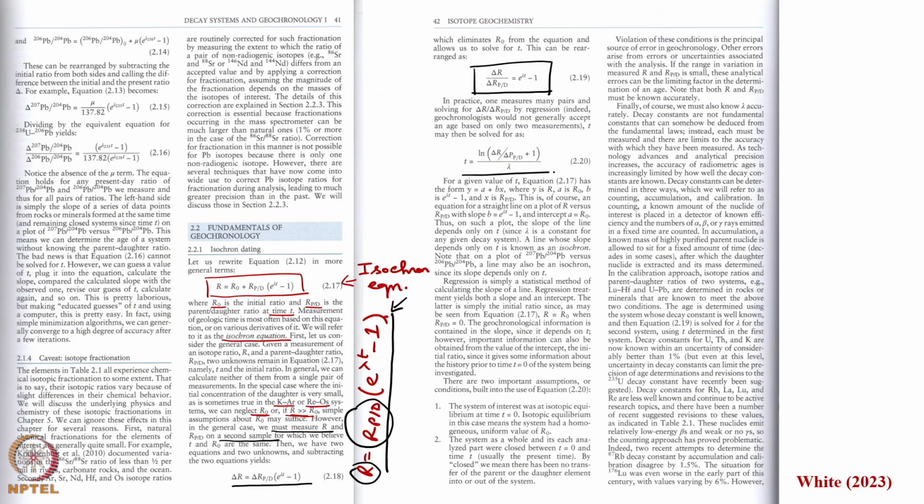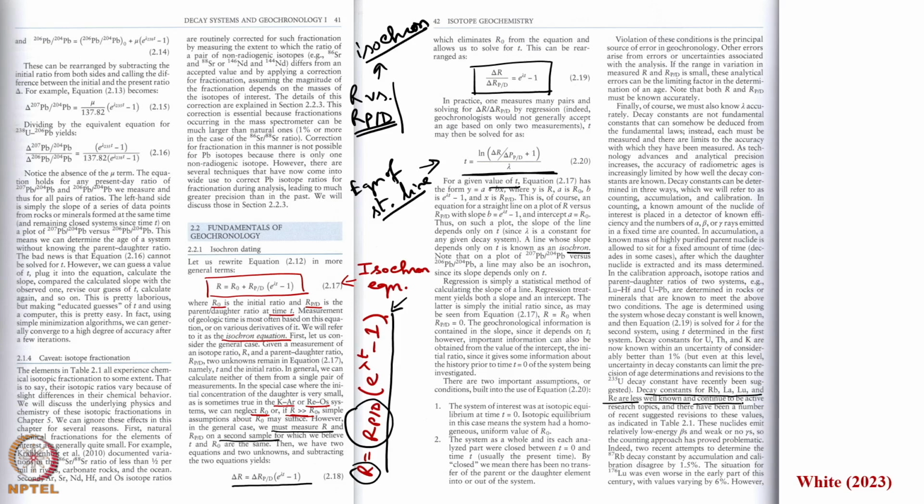Obviously, T is given this form, and for a given value of T, this is the equation of a straight line. So, if we plot R versus Rp/D, we get a straight line, and that line is known as an isochron. While several decay constants were presented, note that the decay constants for Rb, La, Lu and Re are less well known and continue to be active research topics.